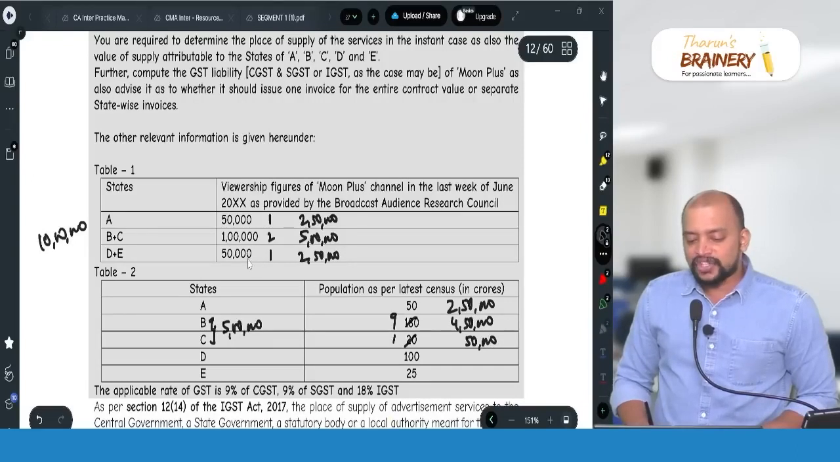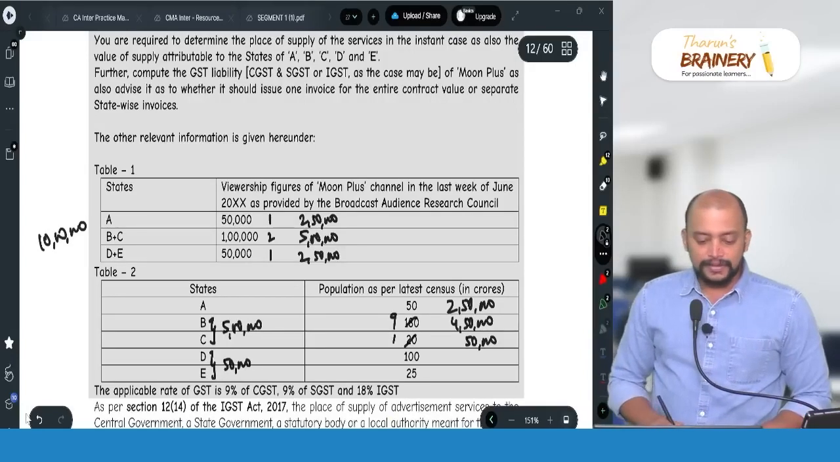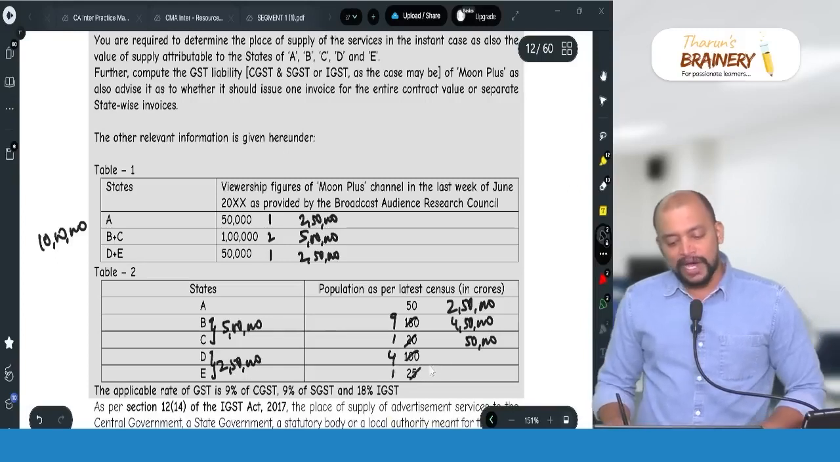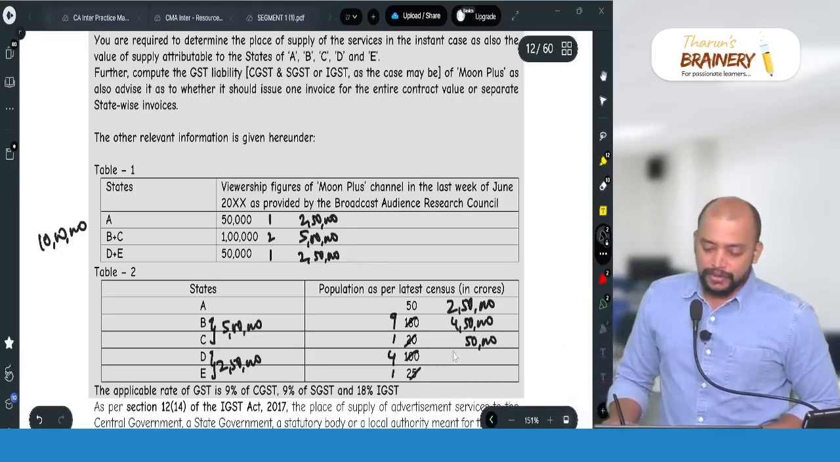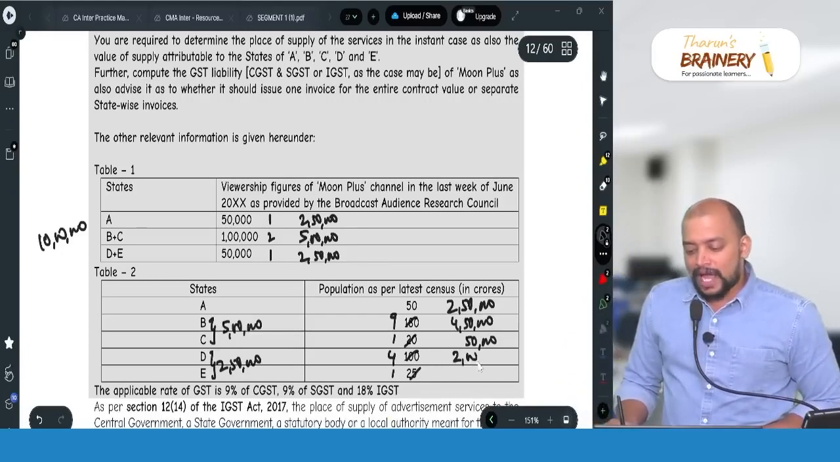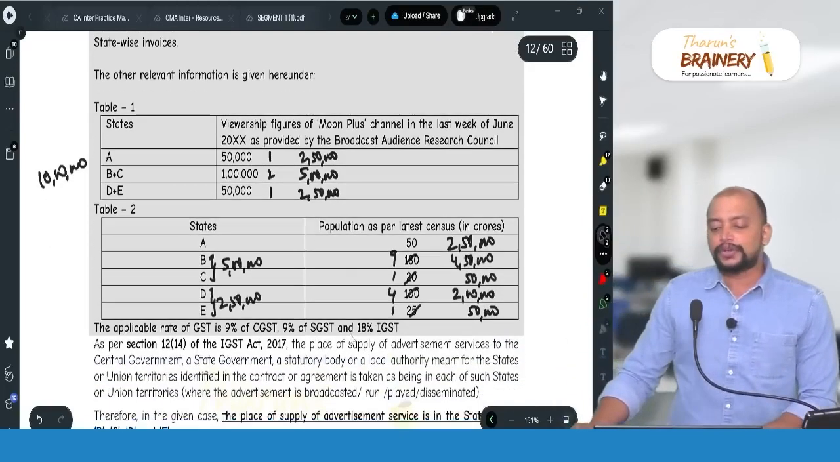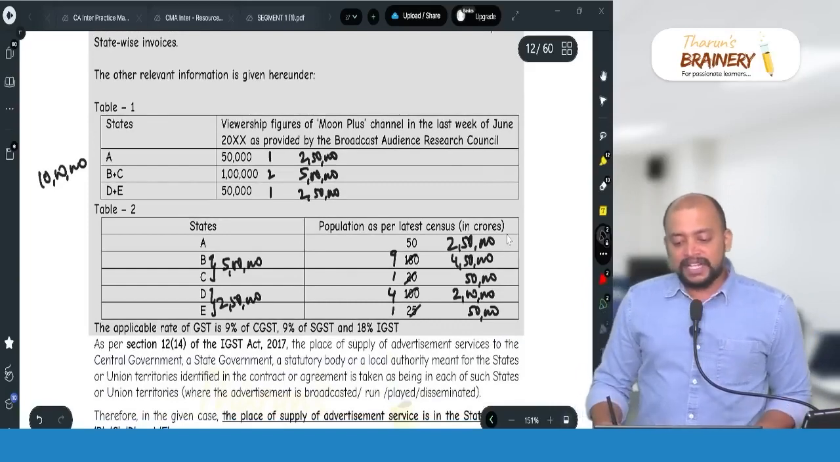Then again, third channel, 50,000. So that is in 2 states D and E. 2 lakh 50,000 in states D and E, and it should be apportioned in the ratio of 4:1. So 2 lakh 50,000 into 4/5, 2 lakhs for state D and 50,000 for state E. So this way we need to do the apportionment and arrive at the value.